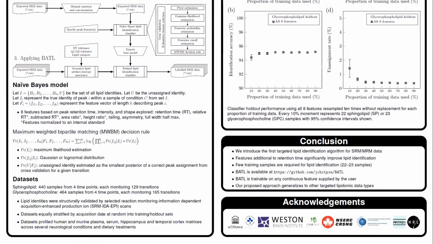In conclusion, we introduced the first targeted lipid identification algorithm for SRM and MRM data. We show that lipid-specific peak features in addition to retention time significantly improve lipid identification. And furthermore, very few training samples are required to effectively classify peaks, enabling users to rapidly deploy BATL for fast lipid identification. BATL is available on our GitHub page and is trainable on any continuous feature supplied by the user. Finally, our approach generalizes to other targeted lipidomic data types, such as precursor ion scans, product ion scans, and neutral loss scans. I invite you to try BATL for yourselves, and thank you for your attention.